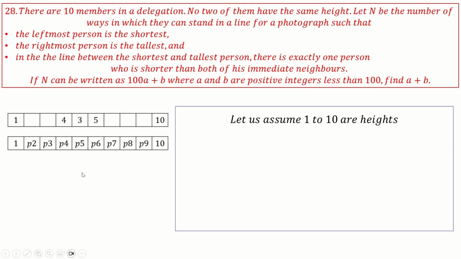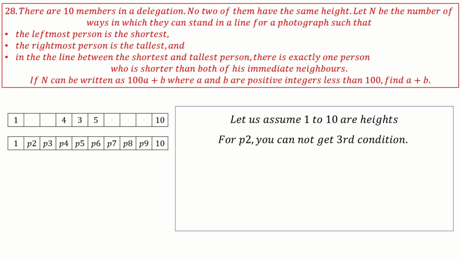Let's see. We will solve the problem in this way. 1 and 10 are fixed. So we will give positions to the other 8 people, P2, P3, P4 to P9. These are the positions where people can come and sit. Let us find out for each position how many people can come, and the multiplication of those possibilities is your n.